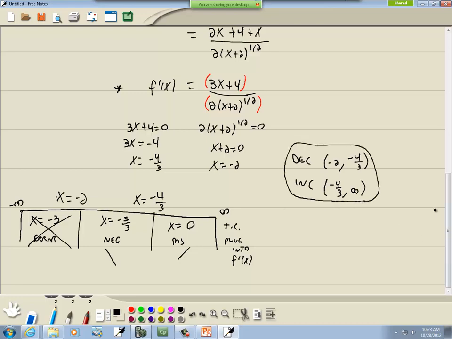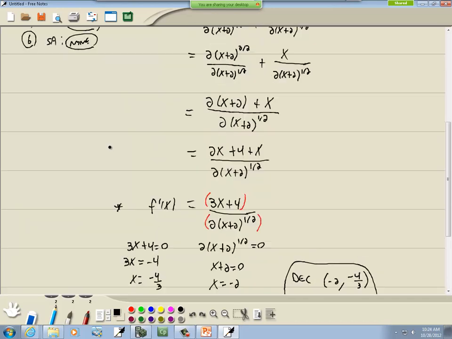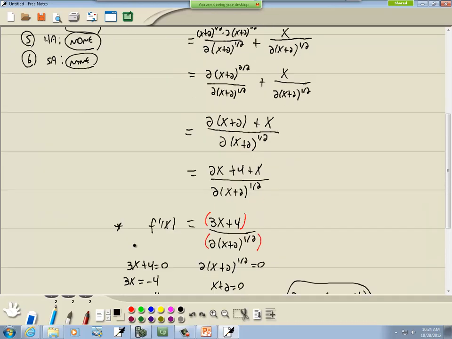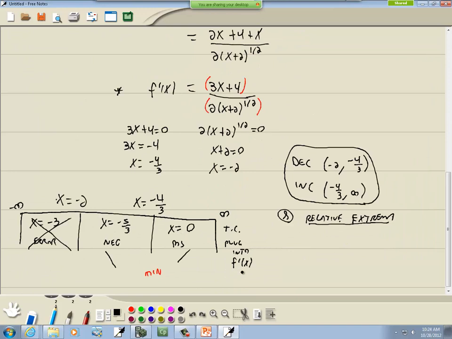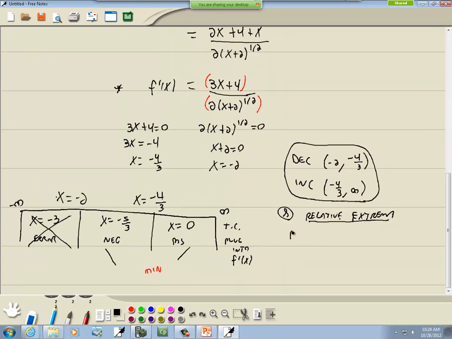I don't know what number we're on. 8, I think. Yeah, we're on 8. 8 is our relative extrema. Well, assuming our graph exists there, where it changes from increasing to decreasing, or vice versa, is our relative min or relative max. Well, this is decreasing and changes to increasing, so this is a min. Now, I know our graph exists there because our domain said that x is greater than or equal to negative 2, so it exists everywhere to the right of negative 2. Well, we got a relative min at negative 4/3.